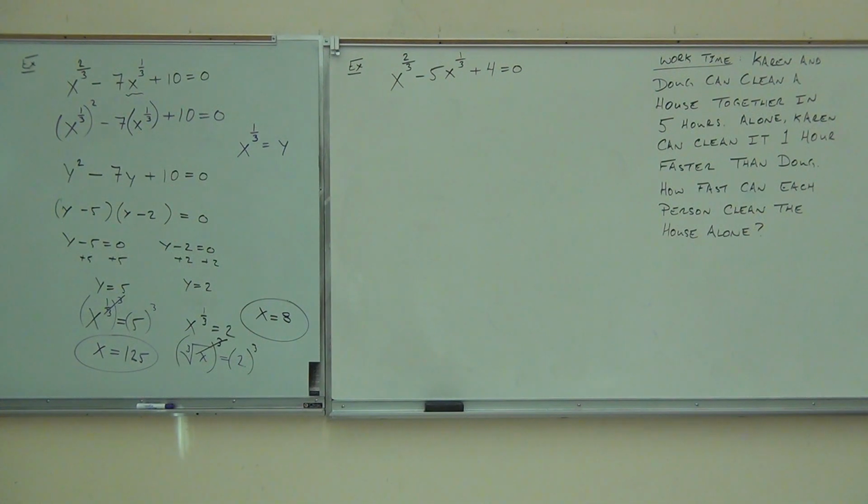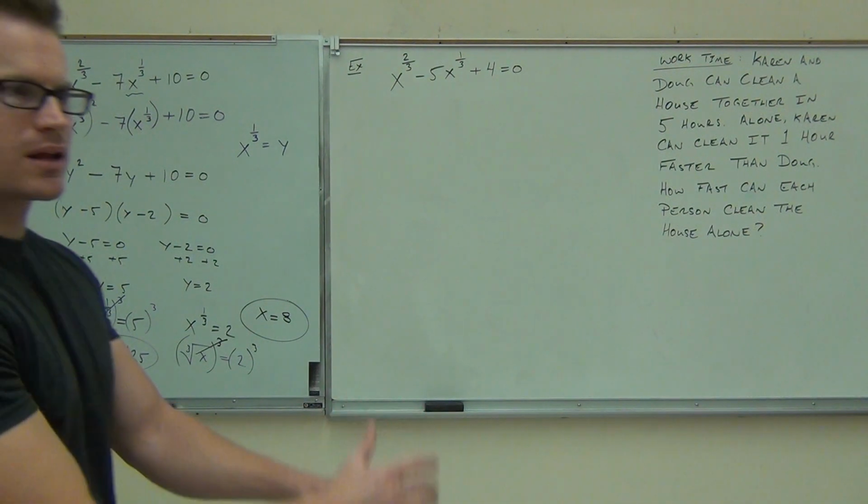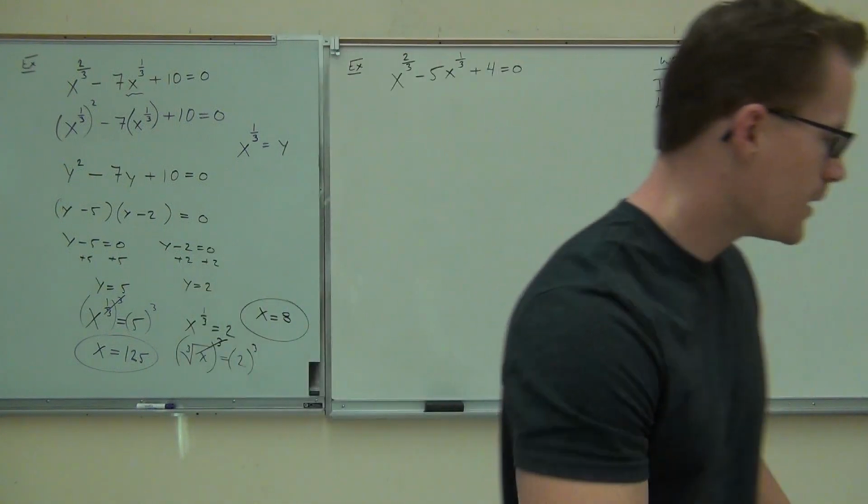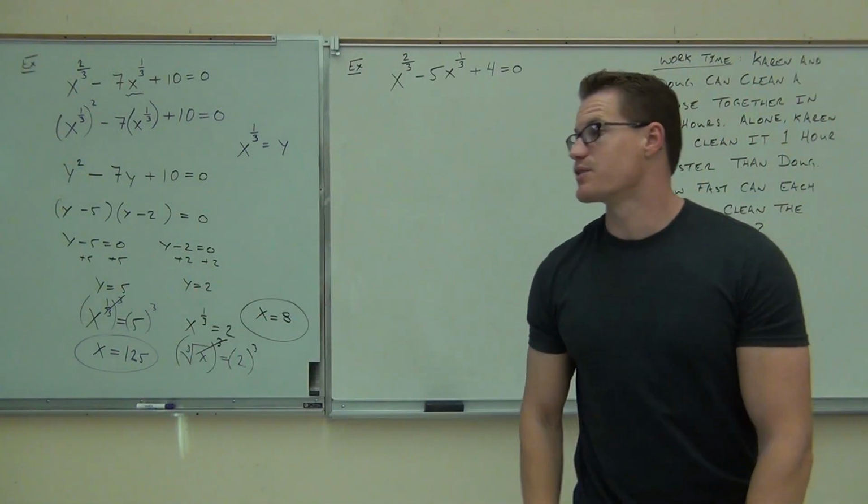Okay, so make a nice substitution, change that into a quadratic with a dummy variable of probably y, but just don't forget to change the y back into the x at the very end.